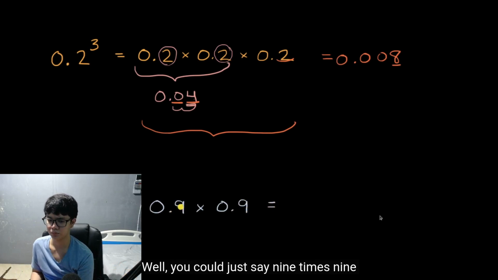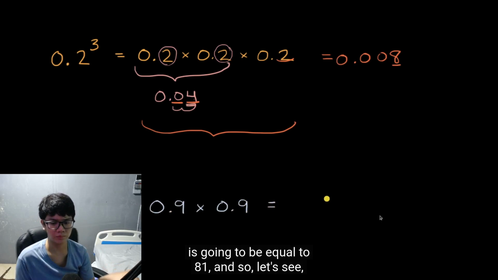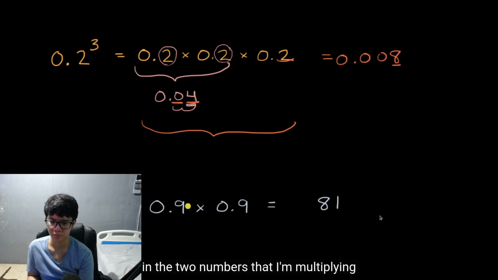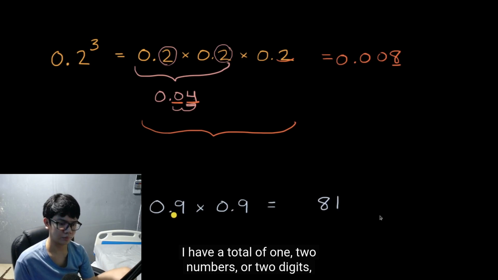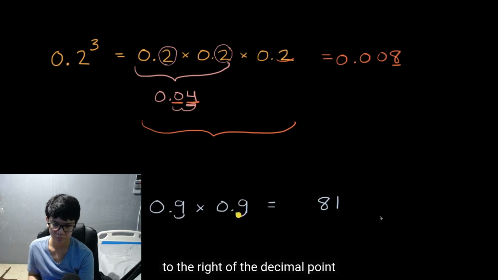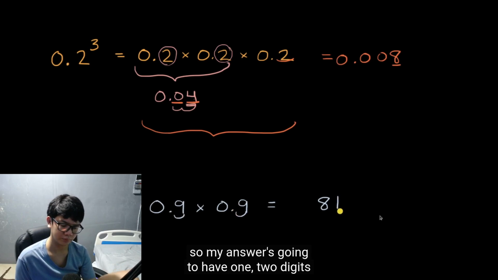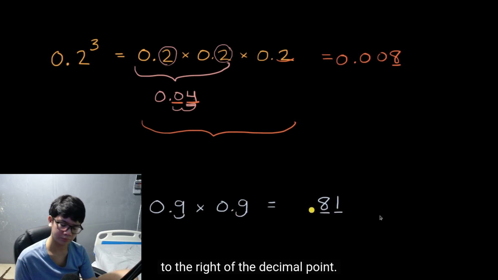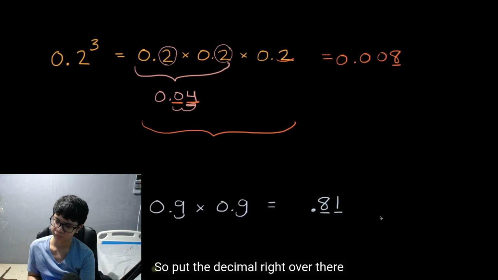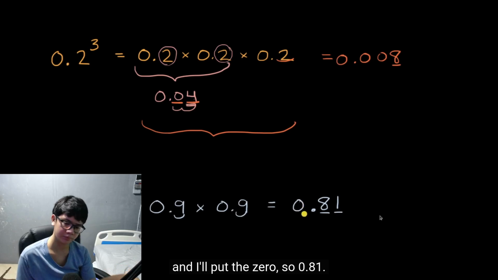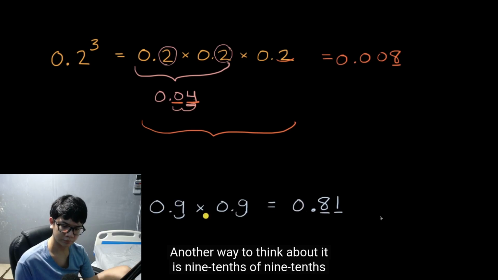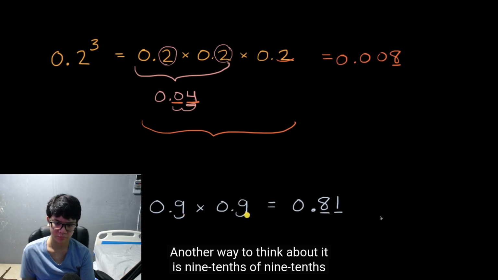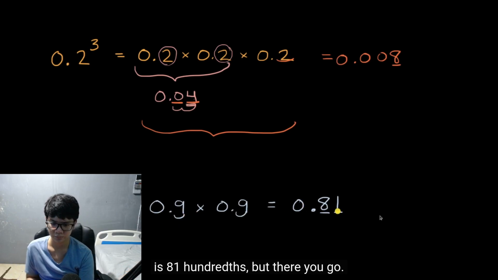Well, you could just say 9 times 9 is going to be equal to 81. And so, in the two numbers that I'm multiplying, I have a total of 2 digits to the right of the decimal point. So my answer is going to have 2 digits to the right of the decimal point. So I'd put the decimal right over there, and I'll put the 0, so 0.81. Another way to think about it is 9/10 of 9/10 is 81 hundredths.